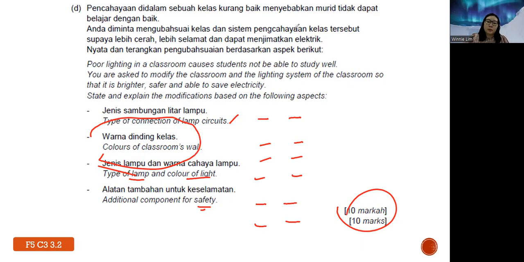Okay, so what type of connection of the lamp circuit? What do you all think? Should you arrange it in series or parallel? The reason is simple: if one bulb is spoiled, the other is still working, and they are also brighter. Then type of lamp, you can say you use LED, more specific if you know, or you just say a high efficiency lamp, something like that. Color of light, again, a bright color, not the warm, dark one. Additional component for safety, you can say attached with a fuse, all these ideas.